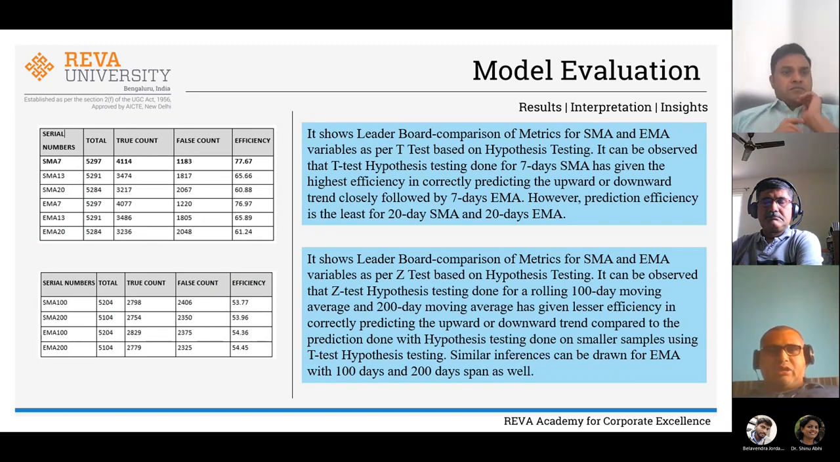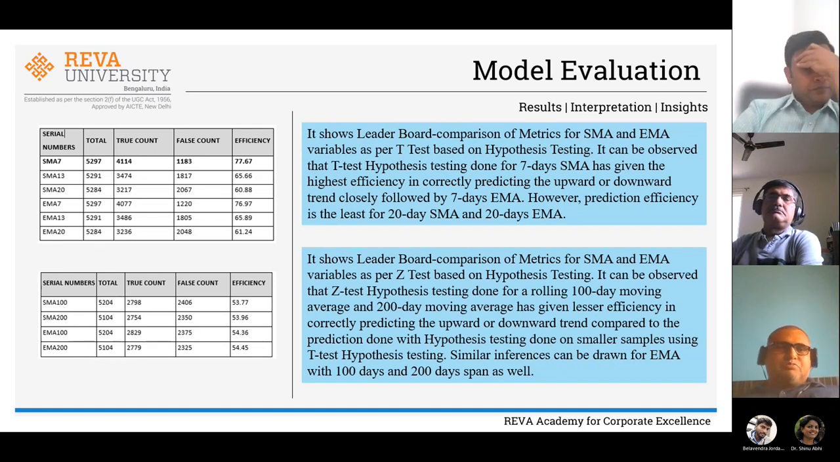We try to understand what exactly we got from the hypothesis testing. With the 7-day moving average, the efficiency was 77%, where it was able to predict the right output 4,114 times, whereas it was not able to predict the right output 1,183 times. This was the result of our simple moving average 7-day hypothesis testing, and the overall efficiency was 77%.